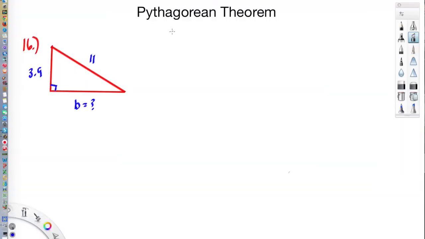Let's take a look at number 16. Now, number 16 is different. They give us the hypotenuse this time. We have to figure out one of the legs. We're still going to use our Pythagorean theorem, which is a squared plus b squared is equal to c squared.